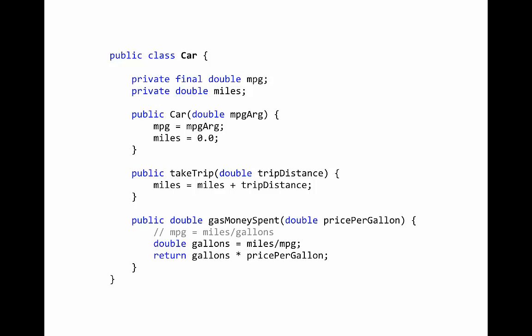Some people refer to parameters or arguments as special kinds of local variables because they're local to the method or constructor as well. I prefer to just call them parameters. The parameters in this class are mpg_arg in the car constructor, trip distance in the takeTrip method, and price per gallon in the gas money spent method.